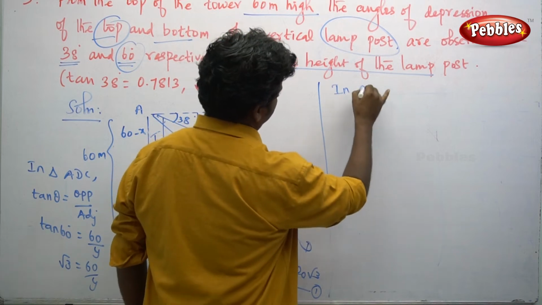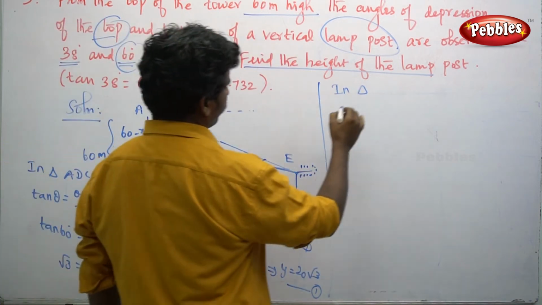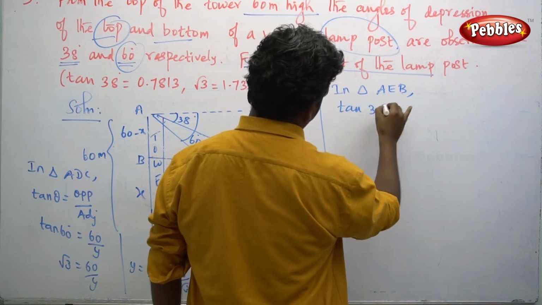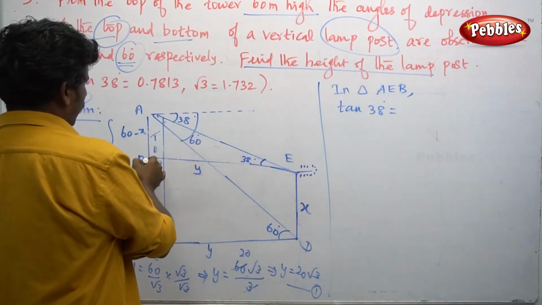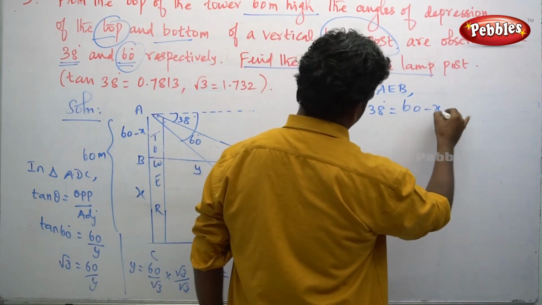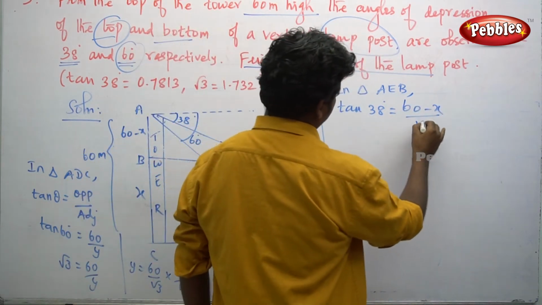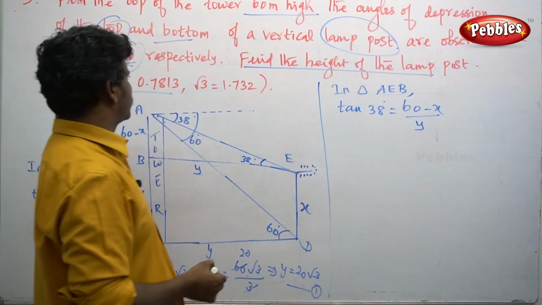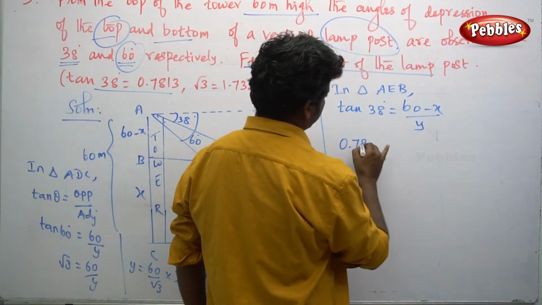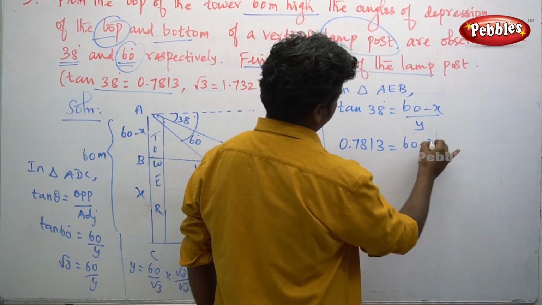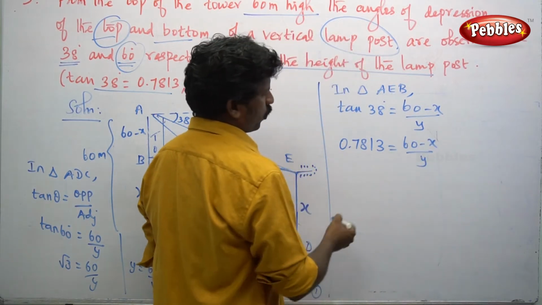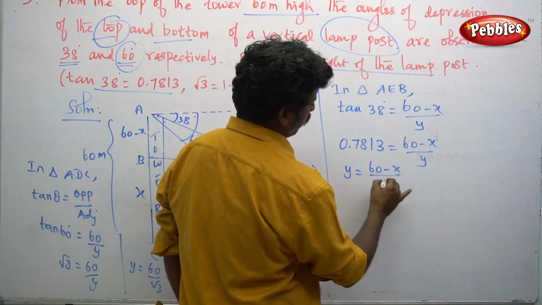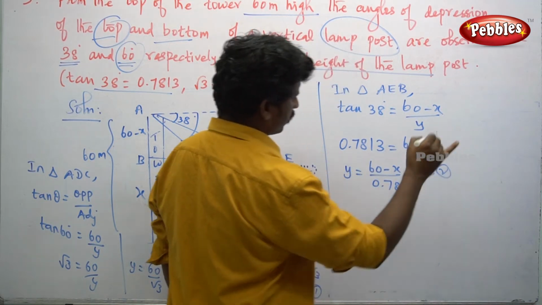In the triangle AEB, so the tan 38 degree is equal to, this is here opposite, the 60 minus x by adjacent y. Here tan 38 degree given, what is that? 0.7813. 0.7813 is equal to 60 minus x by y. Now with the y here kondu vandrunga, y is equal to, this is 60 minus x by 0.7813. This is equation 2.